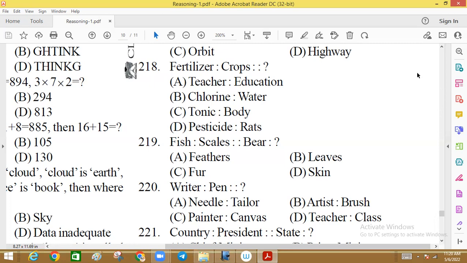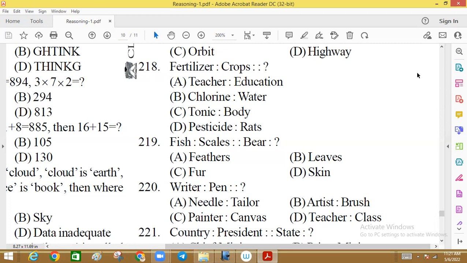Come to B. First of all, logically we try to get the answer. Fertilizer and crop: what is the relation? Either a positive relation or a negative relation. Positive. But in option B, chlorine and water, what kind of relation? It's negative, because chlorine kills the bacteria present in the water. So it is a kind of negative relation.